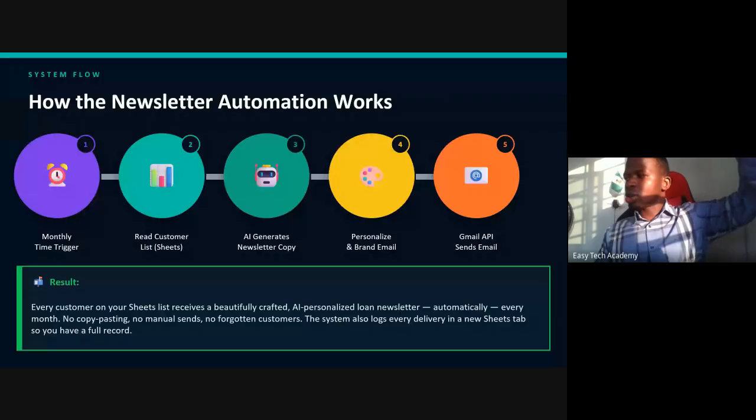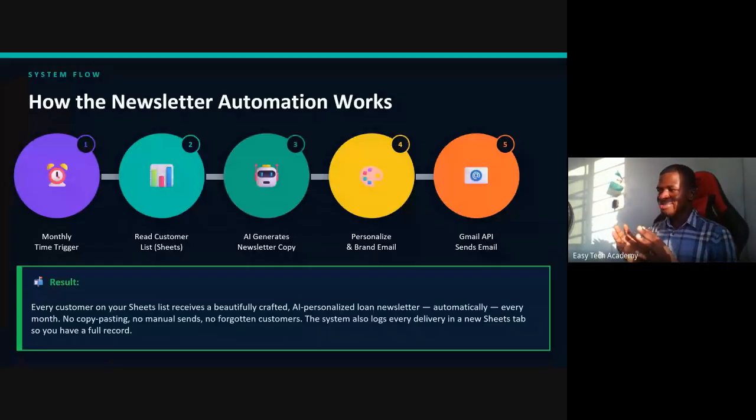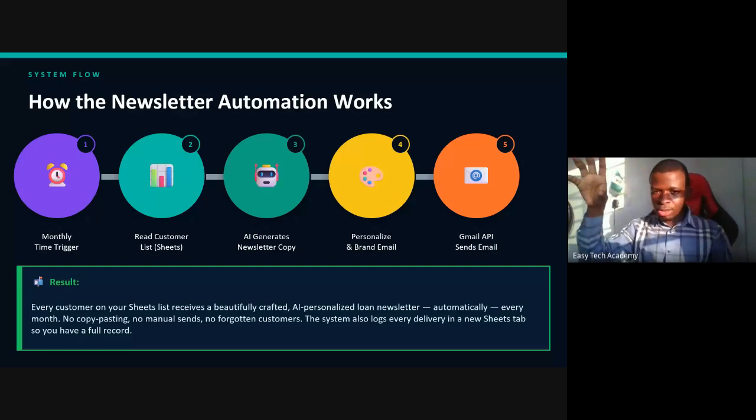Now it goes through the customer list, right? Goes through the customer list, and then AI generates the newsletter, and then now the way it works. Let me tell you something. The way it works, AI will do the crafting of the email.